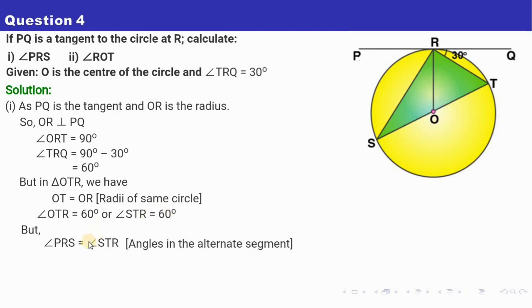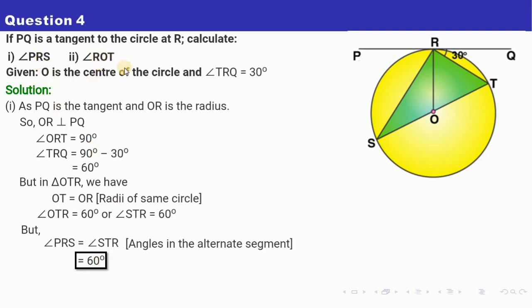Therefore I can say PRS, so PRS means this angle, will be equal to this angle, that is STR. Why? Because they are angles in the alternate segment. And how much is STR? Just now we showed that STR is 60 degree. So my angle PRS will also be 60 degree. So this is my first answer.